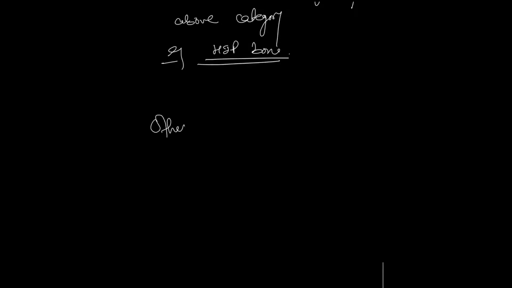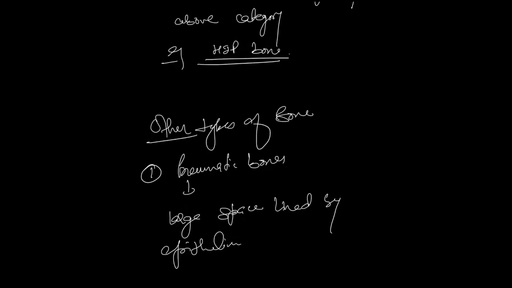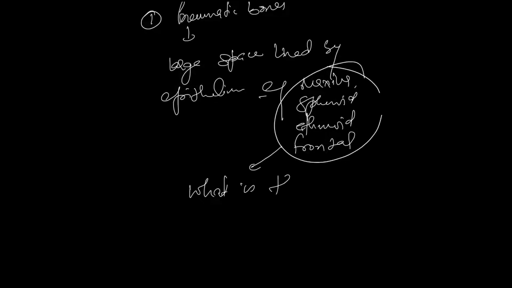Some other types of bone, I'll tell you. Pneumatic bones. They are large spaces lined by epithelium. Examples: maxilla, sphenoid, ethmoid, frontal. What is the function of these bones?